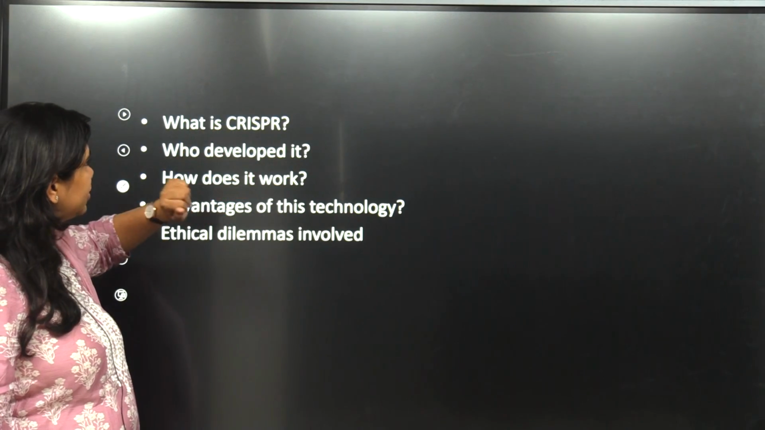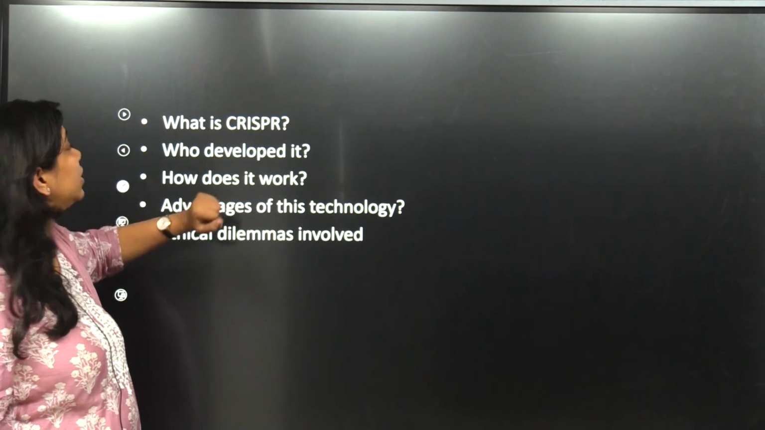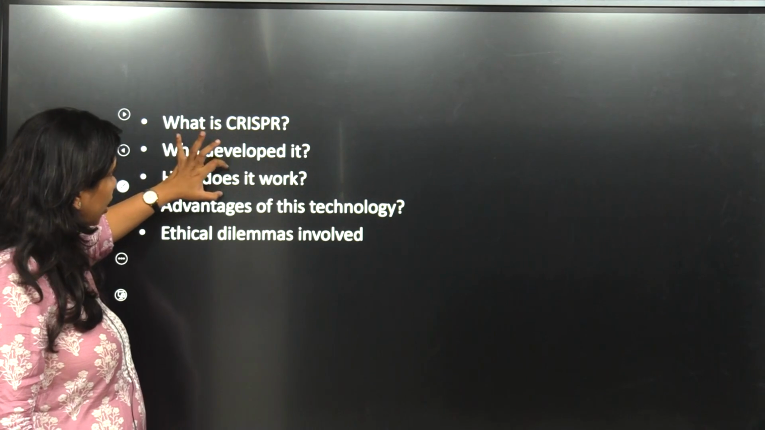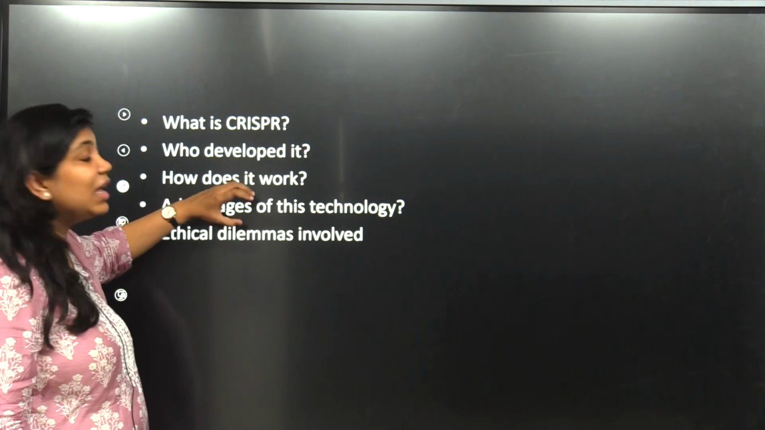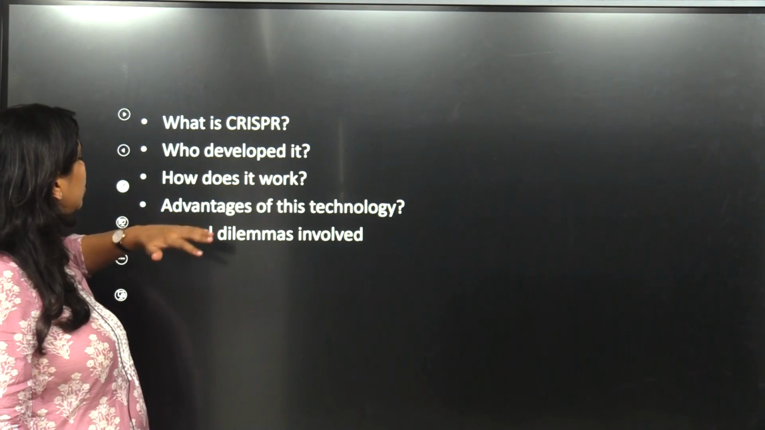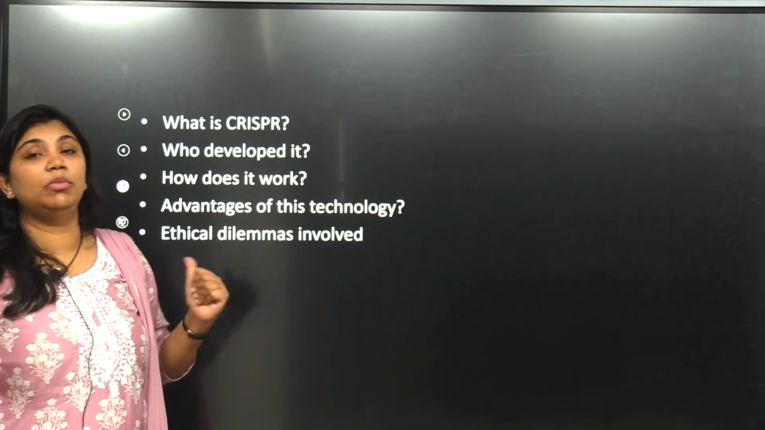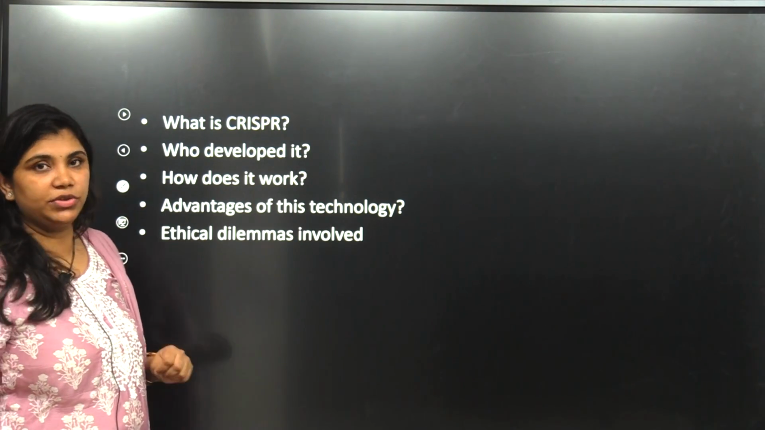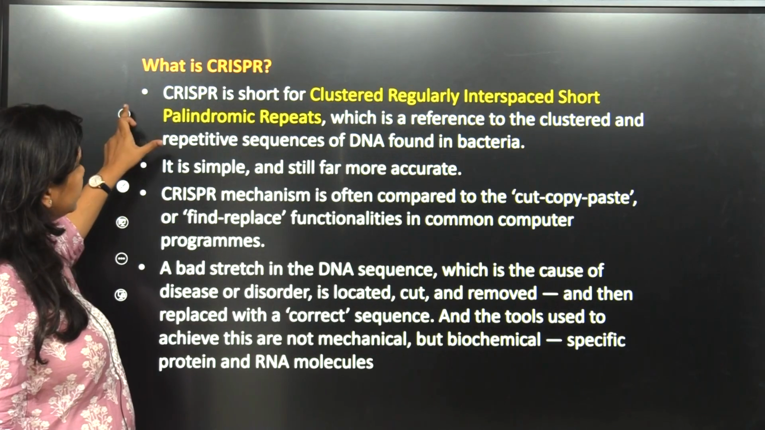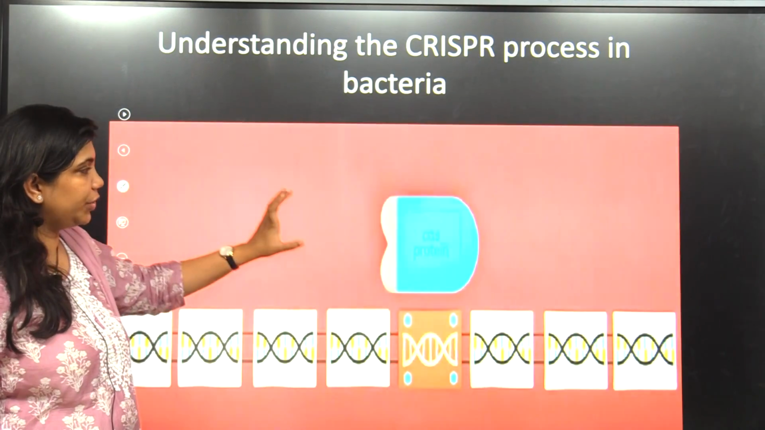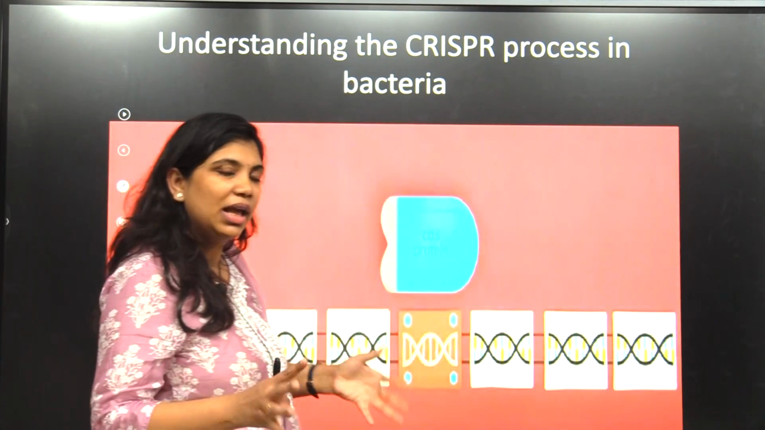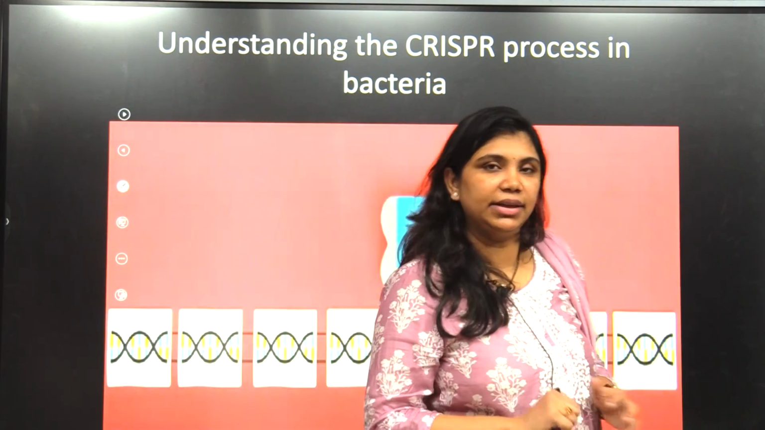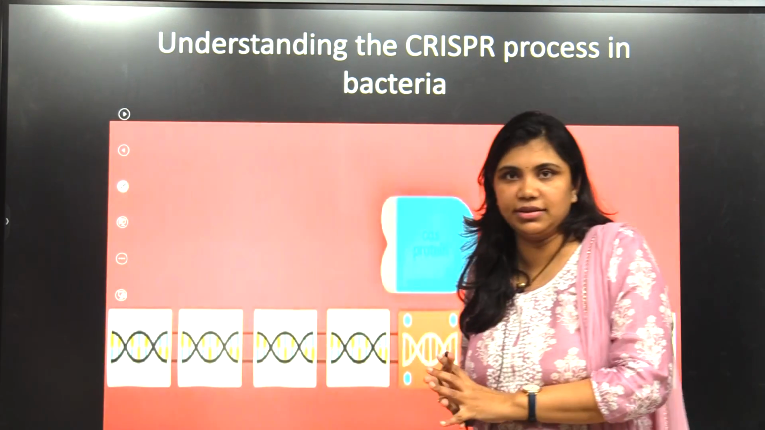So how are we going to take this topic? What is CRISPR technology? Who developed it? How does this technology work? What are the advantages and benefits of this technology, and what are the ethical dilemmas that were involved in this process? So before taking this, I'll explain to you what is going on, how this works, and then we'll go back to the sentences so that you'll have notes here itself.